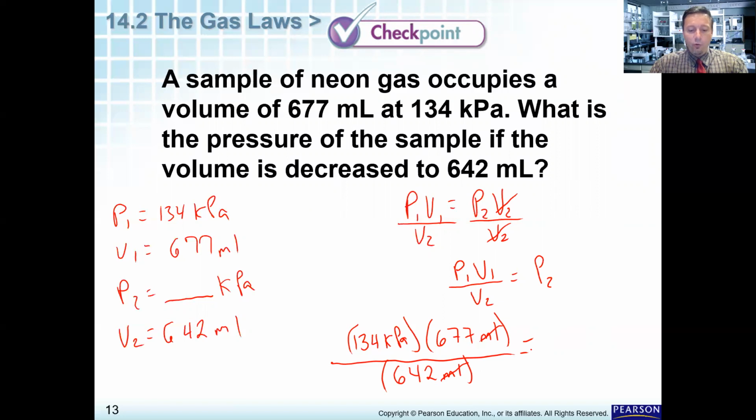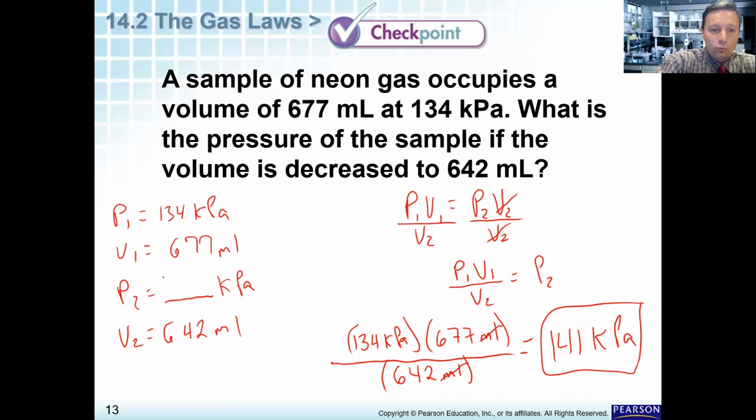So I'm going to go 134 times 677, and divide that by 642. I have to round to 3 significant figures. So if I plug this in, I get 141 kilopascals, and that is my pressure 2. So I can come over here and write that in: 141 kilopascals. When I look at this, I decreased my volume, so my pressure went up, and that's exactly what happened. I went from 134 kilopascals to 141 kilopascals.